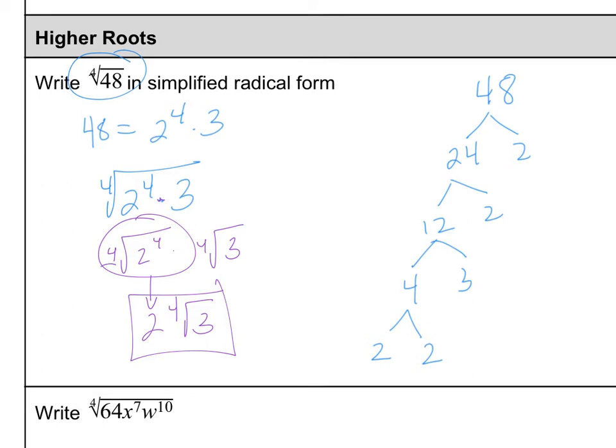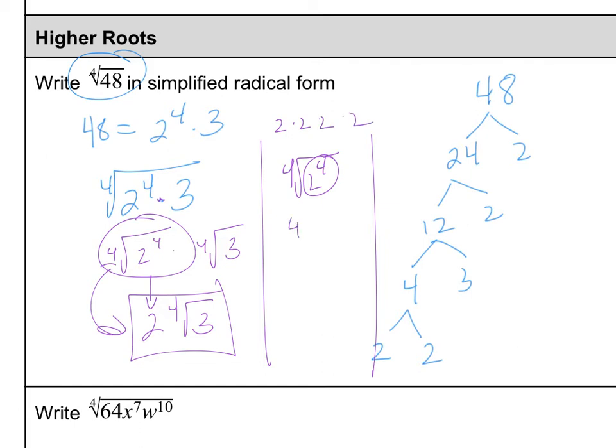But if you're going like, what just happened? Here's what's happening. If I have a 4th root of 2 to the 4th, let me break it down this way. What is 2 to the 4th? 2 to the 4th is 2 times 2, which is 4, times 2 more, which is 8. 8 times 2 more is 16. The 4th root is 16.